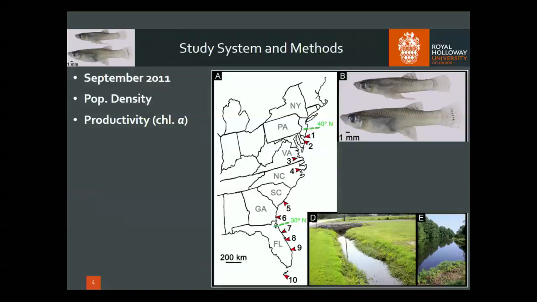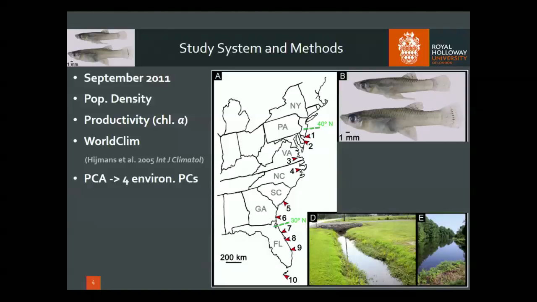At each site, we tried to estimate some environmental parameters, including population density and chlorophyll a, which we used as a proxy for habitat productivity. We then extracted additional climate data from the WorldClim database, and included all these together with latitude, longitude and a couple of other environmental variables first into a principal component analysis to reduce our environmental variables, and ended up with four environmental PCs that we then used for our analyses.